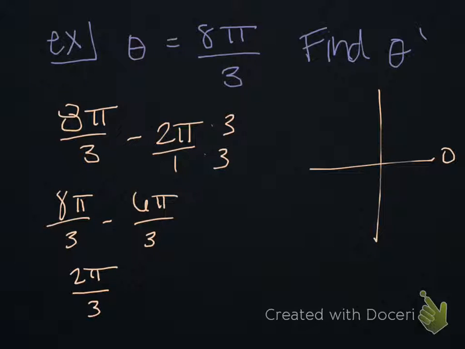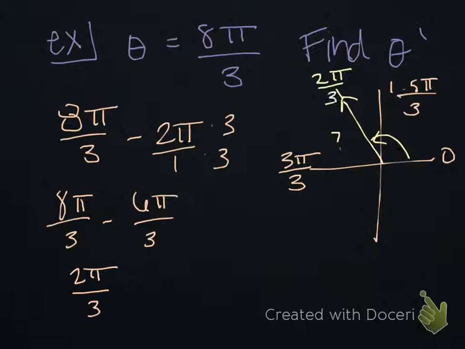I know this is 0, and I know this is 3 pi over 3, which reduces to be pi. So 1.5 pi over 3 is up here. So I know that 2 pi over 3 falls there. And again, I'm looking for this distance right here. So this is at 2 pi over 3, and I need to get to there. That would take me a distance of 1 pi over 3. So that's our reference angle.